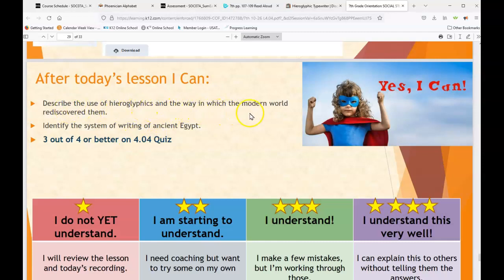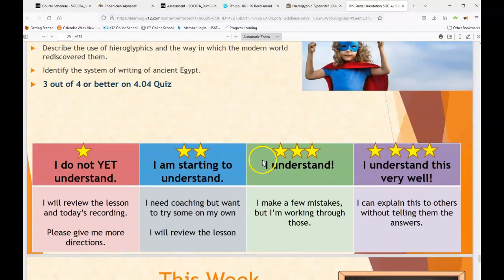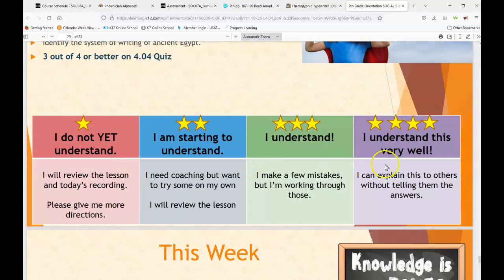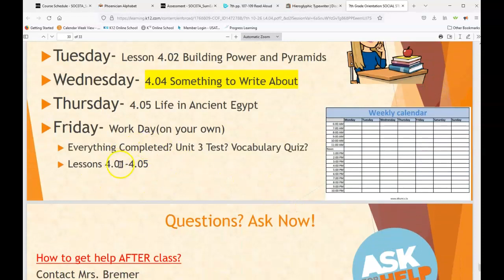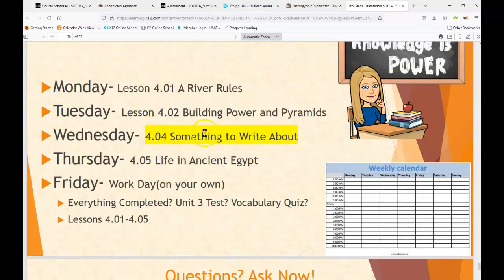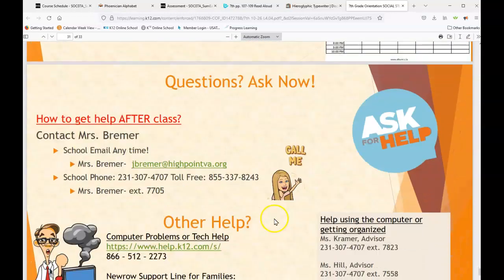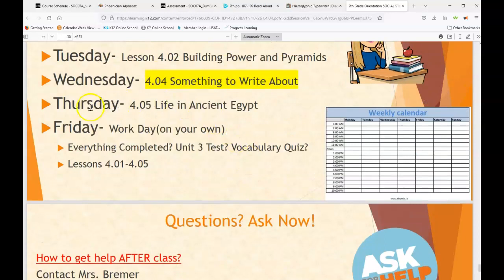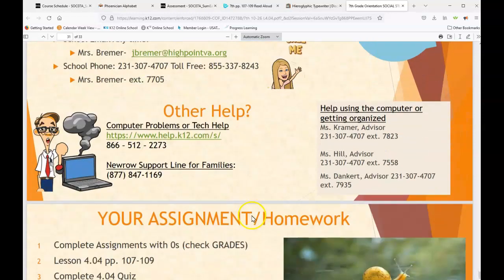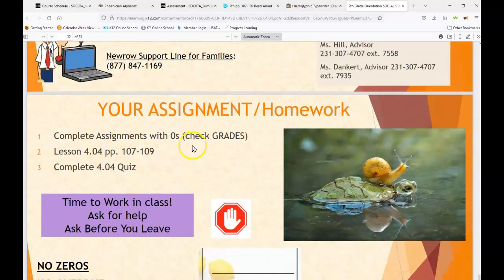So where are you at? Can you describe hieroglyphics and how they were discovered, what the system of writing in ancient Egypt was? How many stars would you give yourself? Tomorrow, we're going to look at life in ancient Egypt. And then Friday, there's no new assignment. Get yourself caught up on anything. Call me or email me if you have any questions. I will be back in class tomorrow. So complete today's lesson, the reading and the questions, and take the quiz.